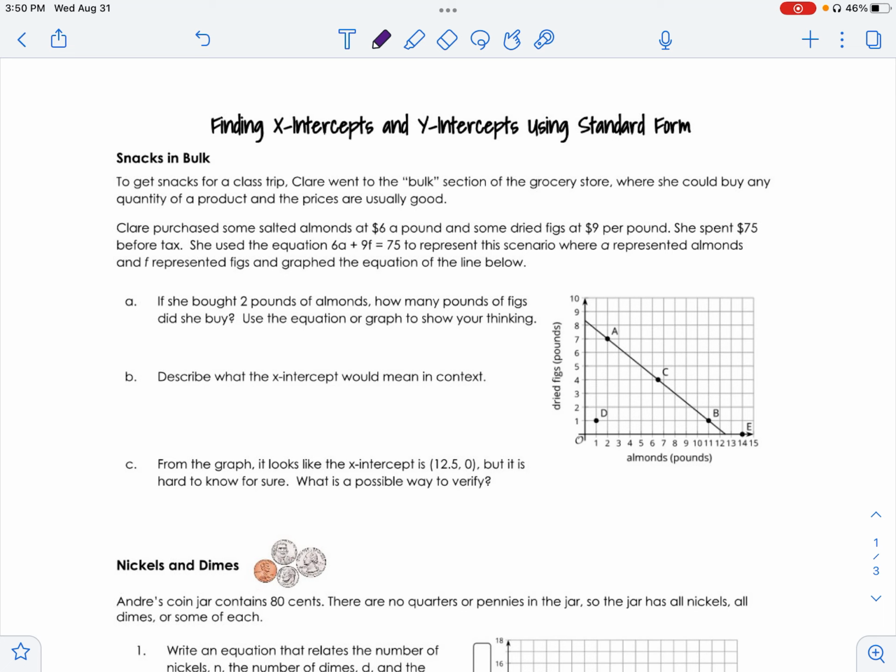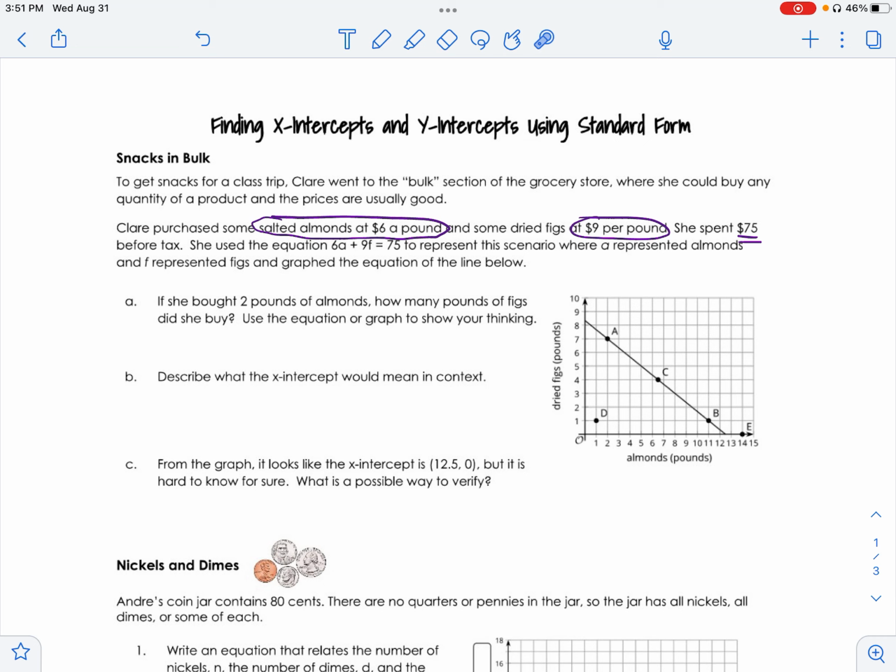Claire purchased some salted almonds at $6 a pound. So I'm going to just highlight that right now. And some dried figs at $9 per pound. She spent $75 before tax. She used the equation 6a plus 9f equals 75 to represent the scenario where a represents almonds and f represents figs, and graph the equation of the line below.